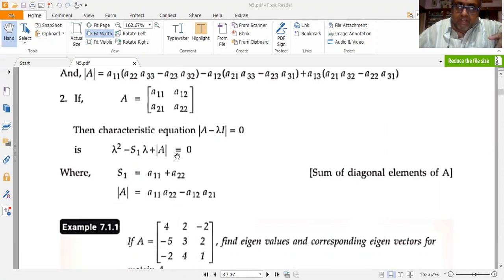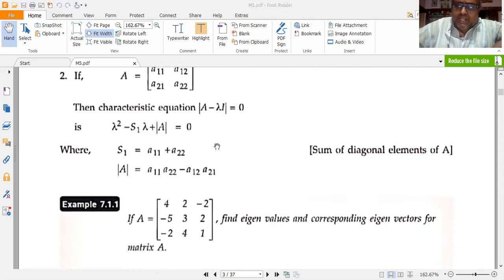And this lambda squared minus s1 lambda plus determinant A is equal to 0 is a shortcut method for finding the characteristic equation of a 2 cross 2 matrix. Otherwise, we need to do lots of multiplications. Around 5-10 minutes are wasted on that. So for reducing that labor, direct shortcut formulae are presented here. In the next lecture, we shall discuss how to compute the eigenvalues and eigenvectors of matrices and other such topics. Thank you very much.